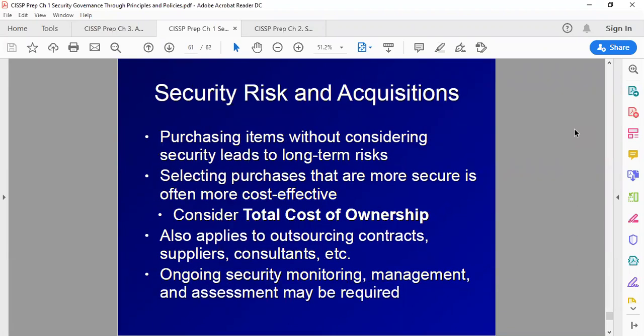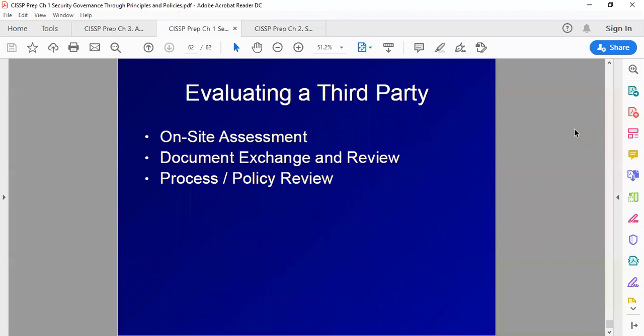So, security risk and acquisition. Purchasing items without considering security leads to long-term risk. Suppose you're going to purchase hardware appliances. In procurement management, what you need to understand first are the warranties, the support, the documentation, the process, and the policies, what the company policy is all about. Then comparing the cost, evaluating the cost, approving the cost. These are the things that come into the picture.